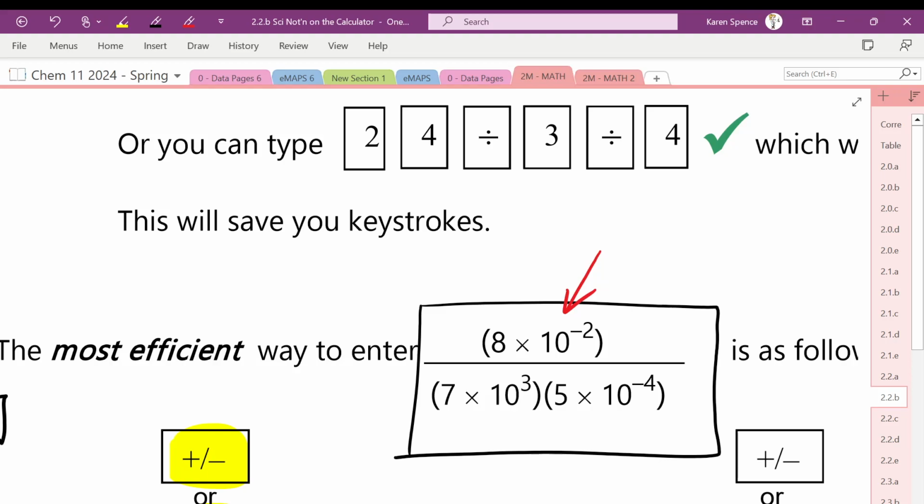Oh, hang on, I got something different than you. 8 times 10 to the -2. I probably pushed the button wrong though, because I have a tendency to do that. 7 times 10 to the 3. 5 times 10 to the 4. 0.02286. You should get 0.02286. And if you're not getting 0.02286, wave me over.